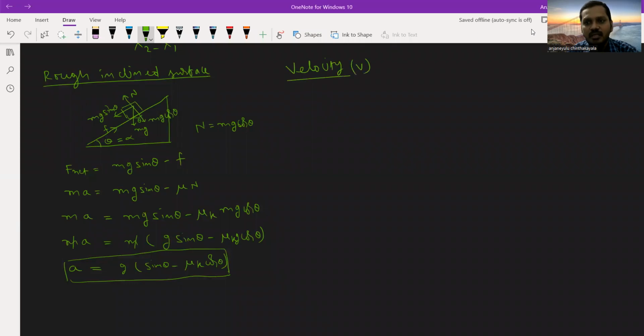But we know in kinematics, v square minus u square is equal to 2as. Here v is the final velocity, which we have to calculate, minus initial velocity 0, which is equal to 2 into s. S is the length of the inclined surface. Already I told you the length of the inclined surface is L, so 2 into L into a. Therefore v is equal to the square root of 2La.